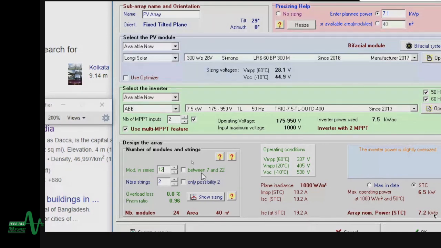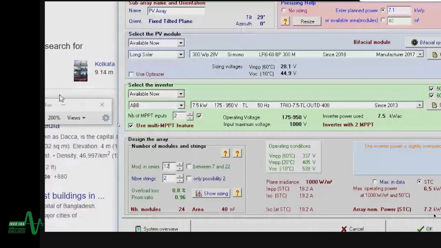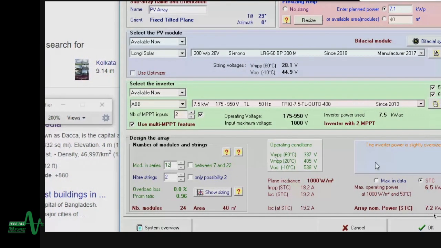So what we do, we are choosing 12 solar modules to be connected in series and 2 in parallel. That means the parallel strings will be 2, and 12 solar modules will be connected in series. So that means 12 multiplied by 2 gives the total of 24 we are using, and since there are 2 strings, that holds for both strings.